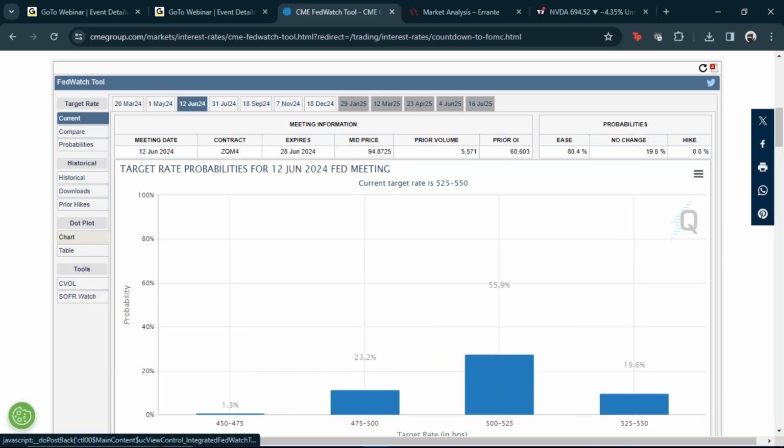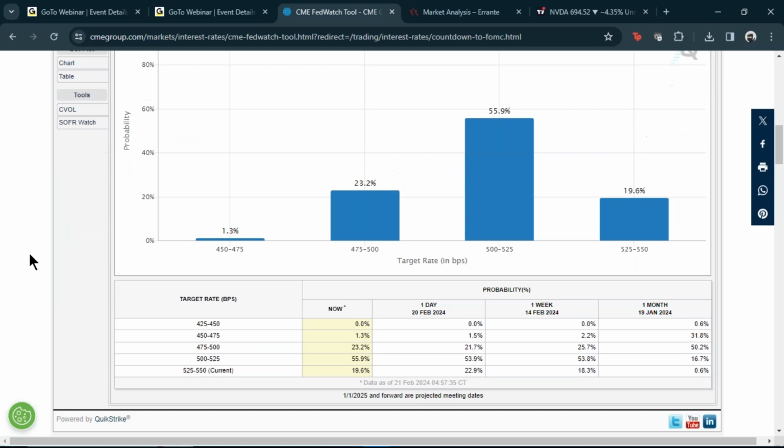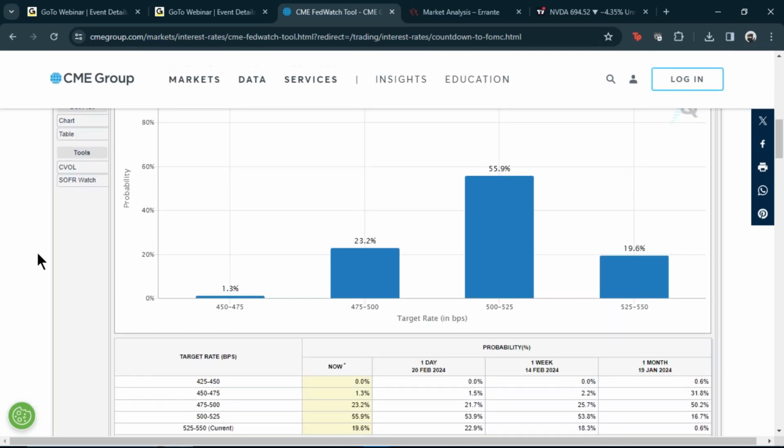Even in June, the chances of a rate cut now are sort of 56% for a 25 basis point cut, 23% for a bigger cut. But these rate cuts have obviously been pushed out, and that has been a key theme for the dollar and for markets, of course, over the last few months. As I say, we've come a long way then across 2024, really.